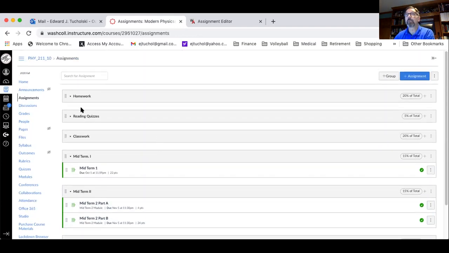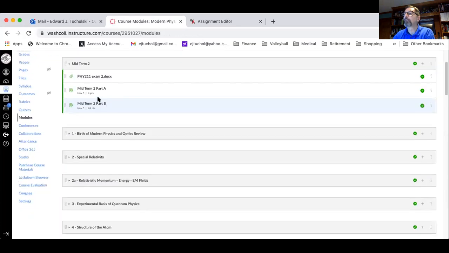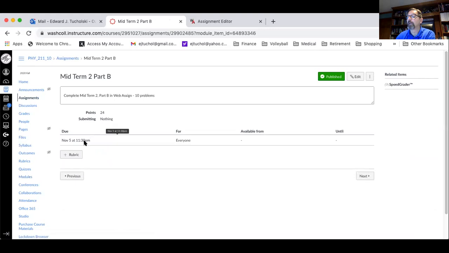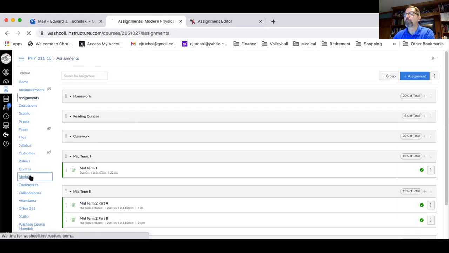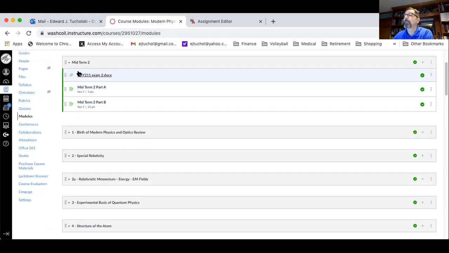How do you find the one problem that's on a PDF document? Go to modules. Right after syllabus and schedule, which it decided to open, is midterm 2. These are the same two assignments. For whatever reason, when you're over in modules, it doesn't give you the due dates, but it should have changed, and you can see 11:30 p.m. is the due time. But for the file itself, go back to modules, not to assignments. The document itself will be right there.